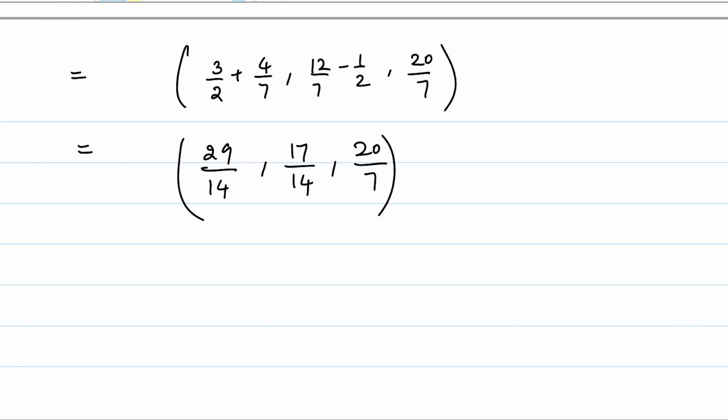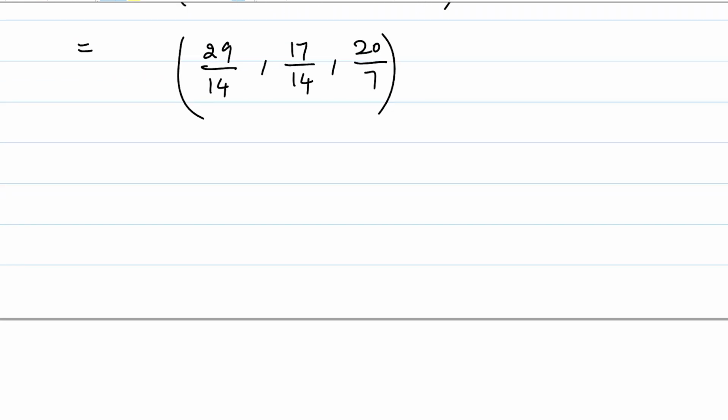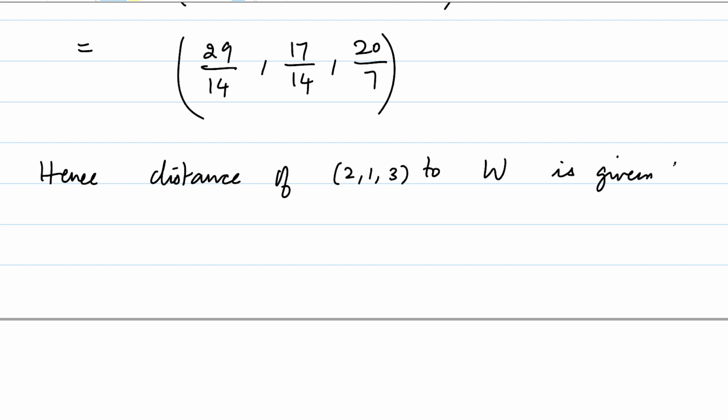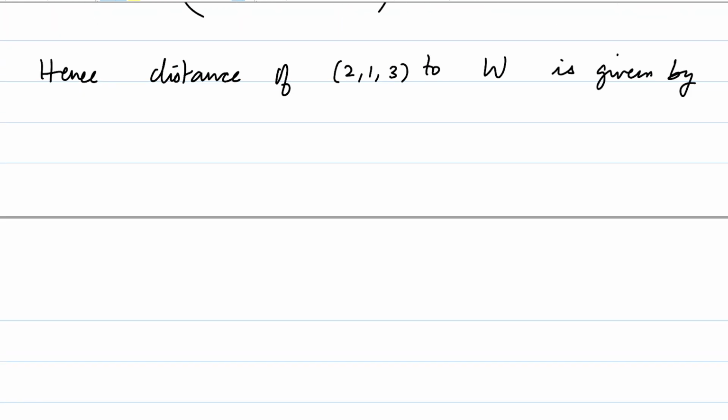So this is the vector in W which is closest to (2, 1, 3). And then what is going to be the distance of our vector to the subspace? It's just going to be the distance of our vector to this particular vector, and hence the distance of (2, 1, 3) to W is given by, so this distance is with respect to the length that we are obtaining from our given inner product.